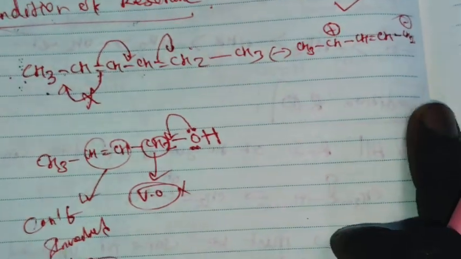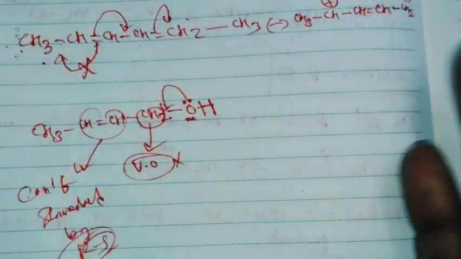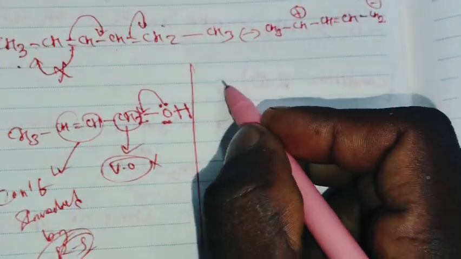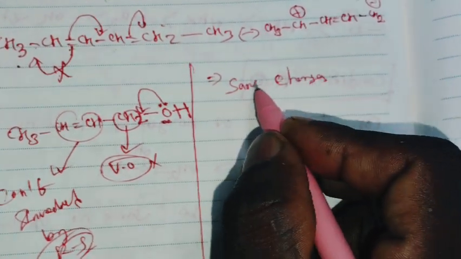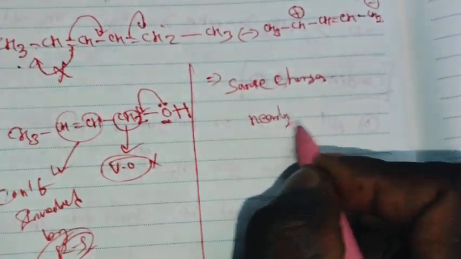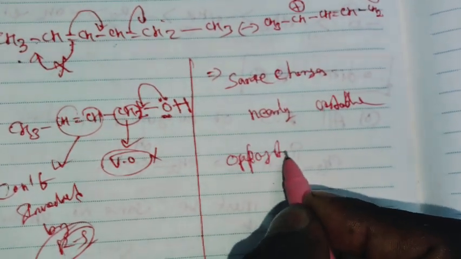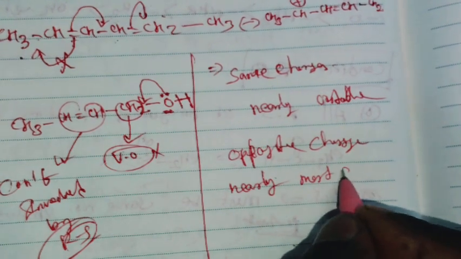So resonance means planarity is needed. Planarity means the carbon possesses sp2 hybridization, that is, a planar geometry. The next category: same charges that are close to each other are unstable, and opposite charges nearby are most stable.